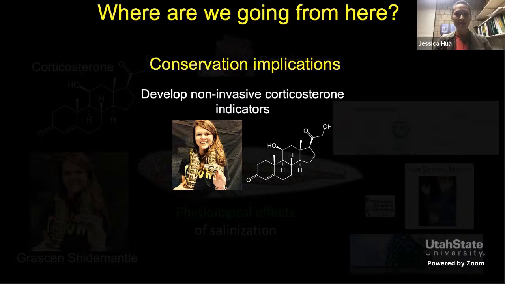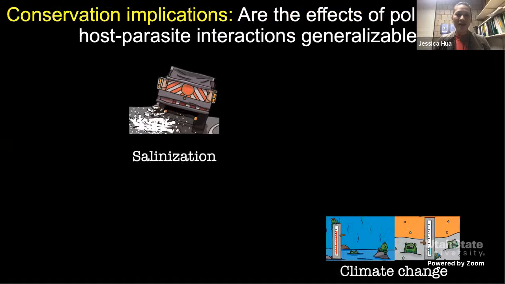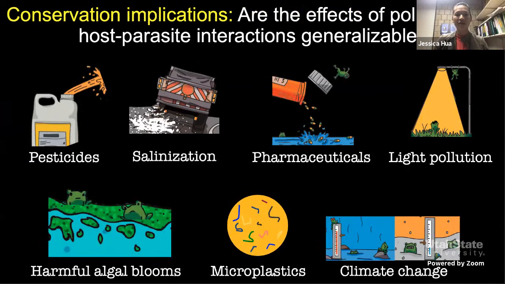In addition to this sort of future direction, I think one challenge in ecotoxicology is that here I just spent 35 minutes talking to you about a single contaminant, secondary salinization, sodium chloride. But we know that there are a ton of other pollutants in the environment. And working to increase this ecological complexity for a single contaminant, it took us 5 years to get to this point. So how might we start to make generalizations about the effects of pollutants on host-parasite interactions?